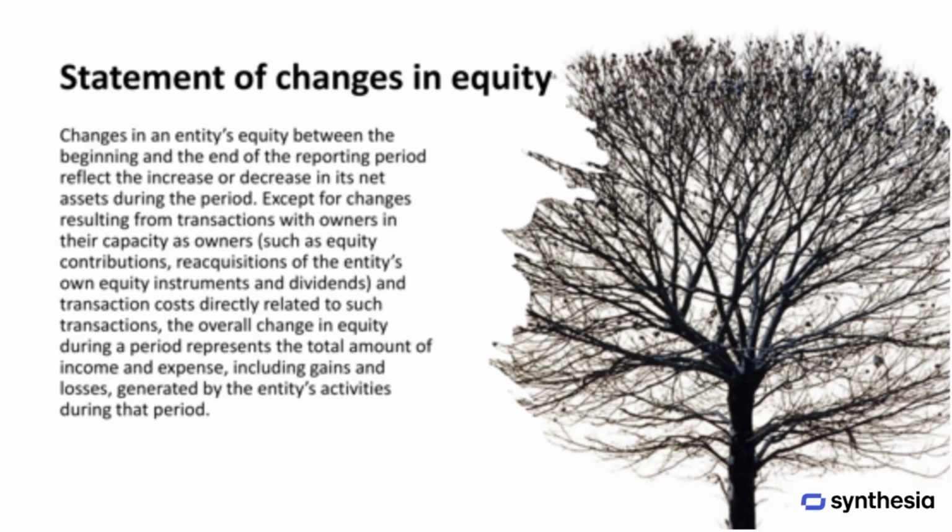Changes in an entity's equity between the beginning and the end of the reporting period reflect the increase or decrease in its net assets during that period. These changes, apart from those resulting from transactions with owners in their capacity as owners, such as equity contributions, reacquisitions of the entity's own equity instruments, and dividends, represent the total amount of income and expense generated by the entity's activities. It includes all gains and losses that occurred during the period, which contribute to the overall change in equity.